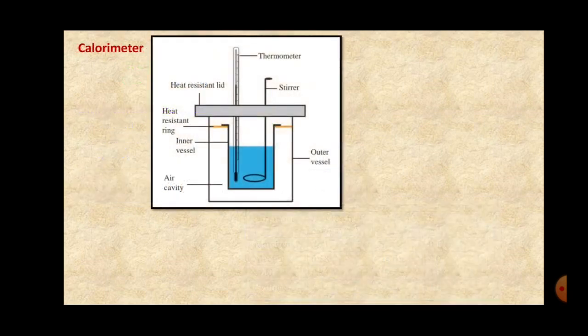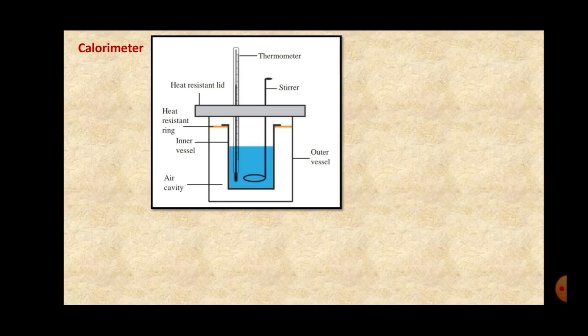Next we are going to study the calorimeter. Now the calorimeter is used to measure the heat content of an object. With the help of this calorimeter, we can measure the heat which is produced or which is absorbed in a physical or in a chemical process.